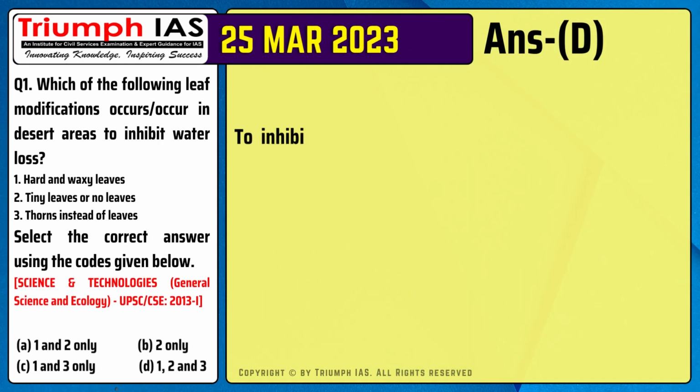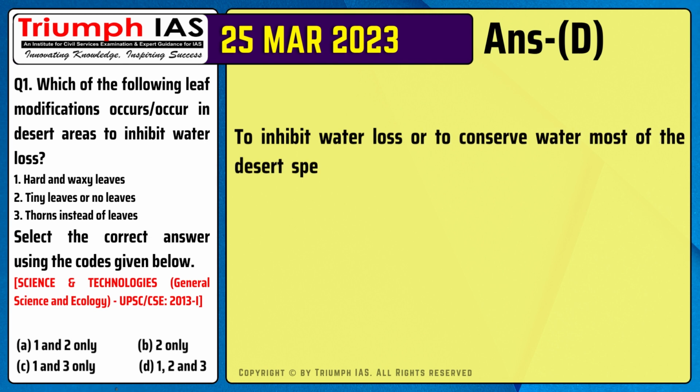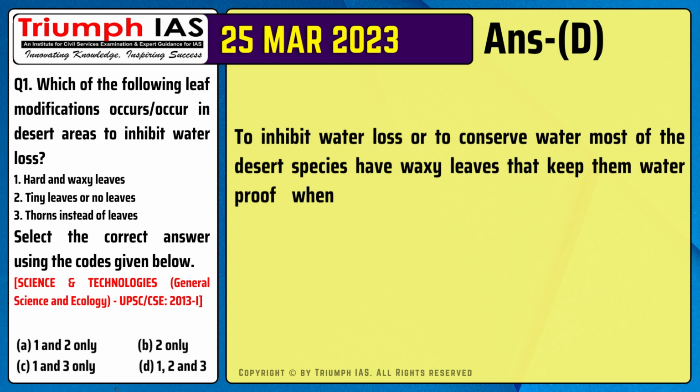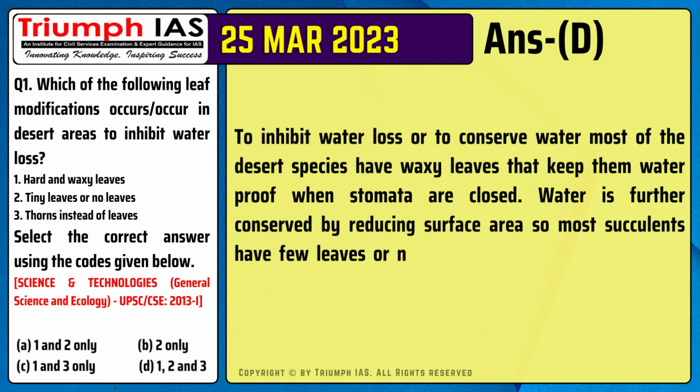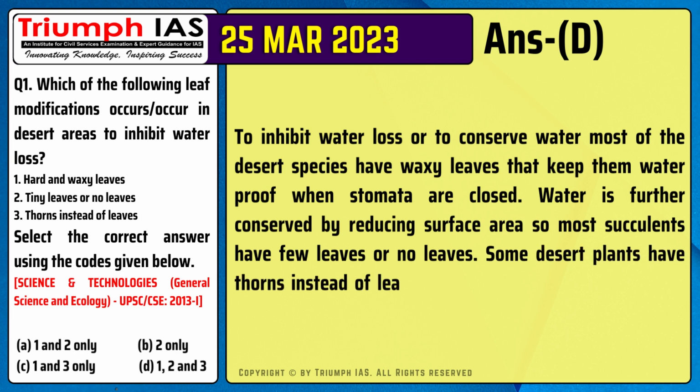The correct answer is option D. To inhibit water loss or to conserve water, most of the desert species have waxy leaves that keep them waterproof when stomata are closed. Water is further conserved by reducing surface area, so most succulents have few leaves or no leaves. Some desert plants have thorns instead of leaves. Thorns do not let the water go out.